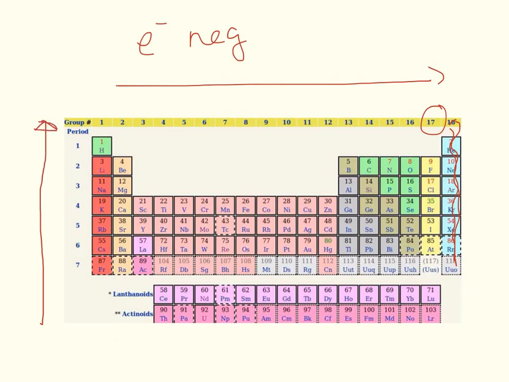So it's kind of the reverse of our radius, in that electronegativity goes up. Due to this trend, fluorine here is the most electronegative atom. This is because it has a high effective nuclear charge, and also because it only needs one more electron to have that full shell. It really wants it. It has a very strong pull.